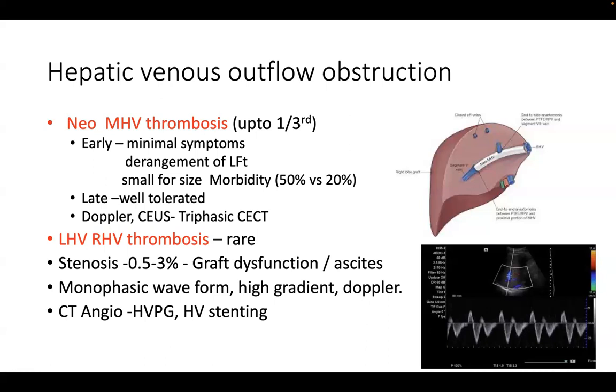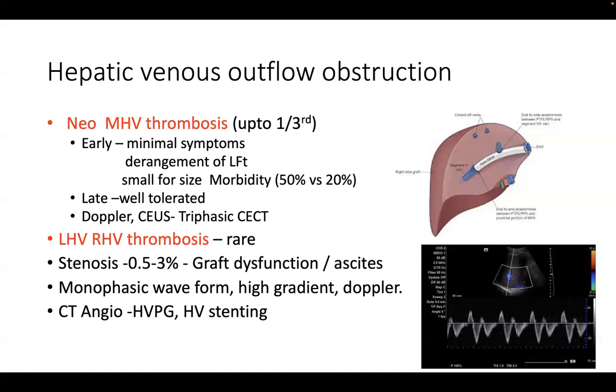On the other hand, when it occurs late, after good collateralization has developed, after 3 to 4 weeks, it is pretty well tolerated. The MHV thrombosis is documented in about 1/3, but if the patient is doing well, we don't routinely do aggressive imaging in the post-op period once they get discharged after the first month or so. So the incidence of late MHV thrombosis may be more, but because it's asymptomatic, it's usually not picked up.